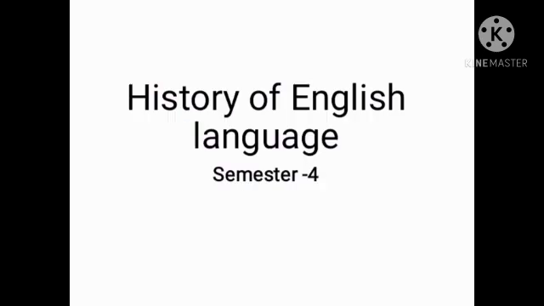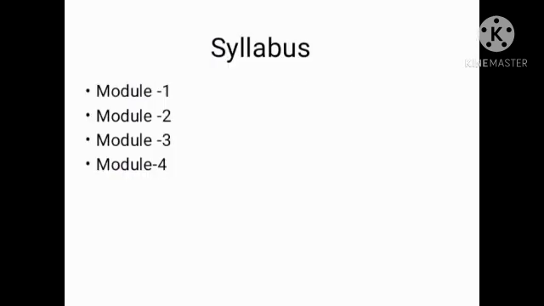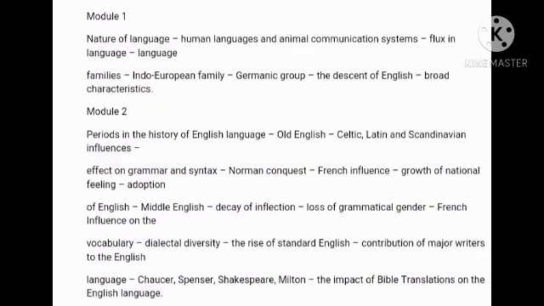Dear students, in the fourth semester, you have the paper History of English Language. It encompasses 4 modules. Now, I will explain it in detail. Module 1 consists of topics like nature of language, human languages and animal communication systems, flux in language families, Indo-European family, Germanic group, the descent of English, and its broad characteristics.